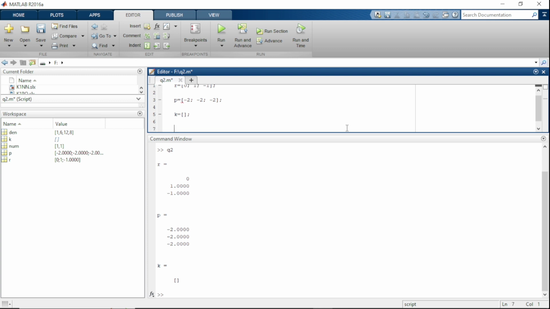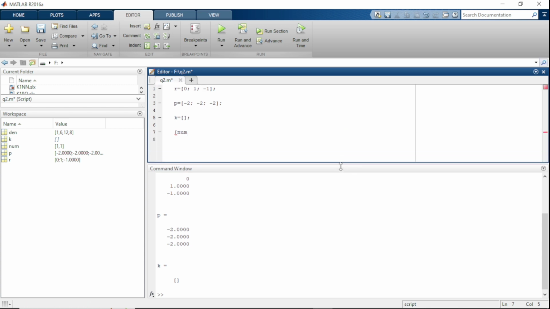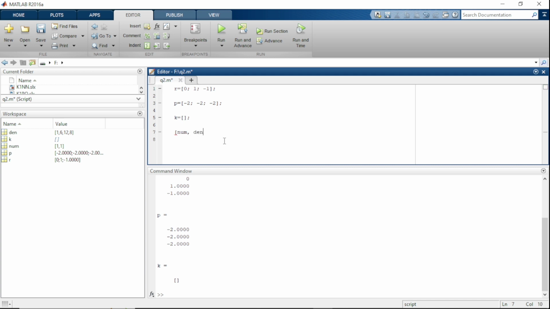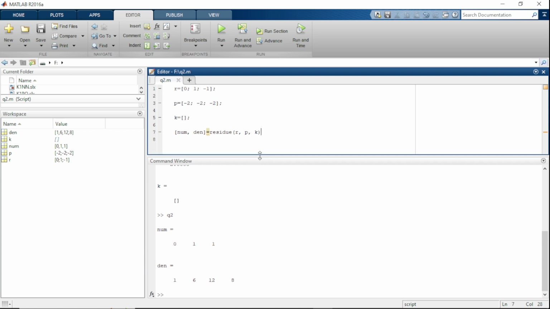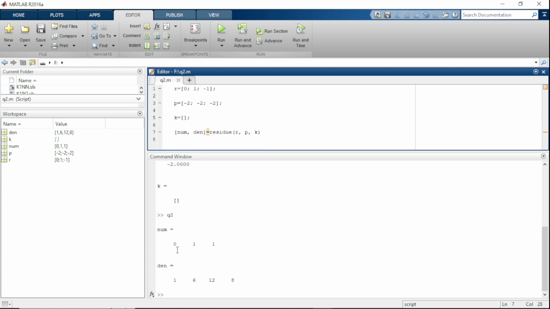Then write the command, that is [num, den] equals residue, and write r, p, k. Close the bracket and run the program. So here you can get the value of the numerator, that is 1, 1 means s plus 1, and the denominator portion, that is s cube plus 6s square plus 12s plus 8.